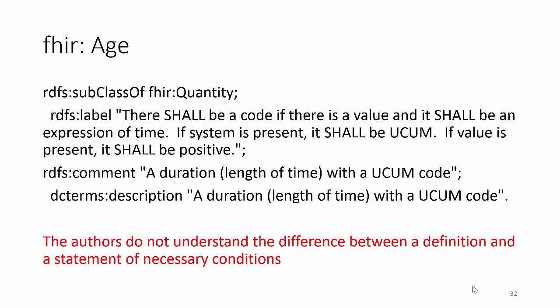And then you will have the problem if the stuff that's not trailing is like this. Yeah. And there's no cheating here, we're going to check. All right, so age. It's something like a duration, a length of time with a unified code for units of measure. Something like that. That's not a definition of age. There are billions of strings which refer to a length of time with a UCOM code, which are not ages.